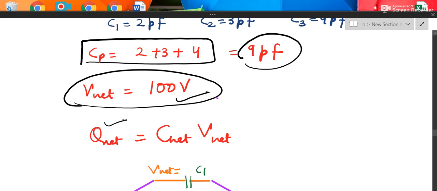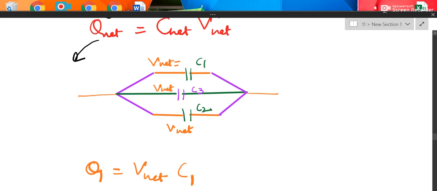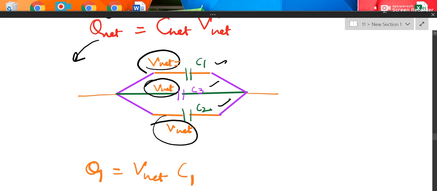So Q is equal to CV. You can find out Q net. C net you found and V net they have given, so you can find out Q net. Now the question is the charge on each. In parallel the potential is the same. So V net is written, and C1, C2, C3, whichever values are there. For the first capacitance, C1, we have C1's value, right? And how much is the potential? The potential will be the same, which is given.